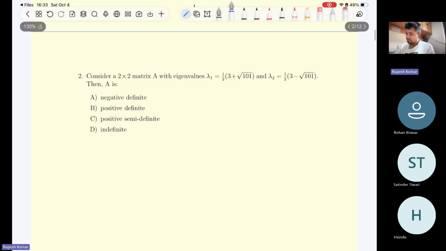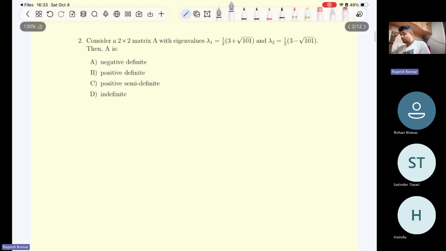Right. So question number 2. Consider the 2 by 2 matrix with eigenvalues lambda 1 as this, lambda 2 as this, then A is... Anyone? Yes, one of the eigenvalues is positive, another is negative. So it should be indefinite. Right. Option D. Any doubts? No.